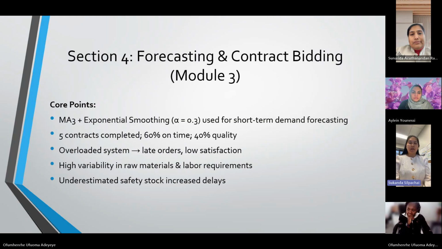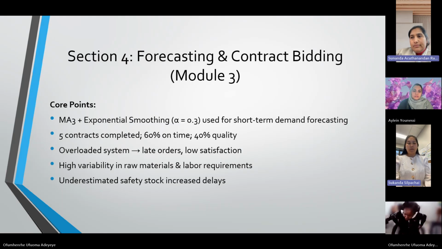Okay, moving on to section 4 about forecasting and contract bidding. In module 3, our main focus was improving forecasting and selecting the right contracts. We used a 3-period moving average and exponential smoothing with a constant of 0.3 to estimate short-term demand. These tools helped us make better decisions to be able to complete 5 contracts.